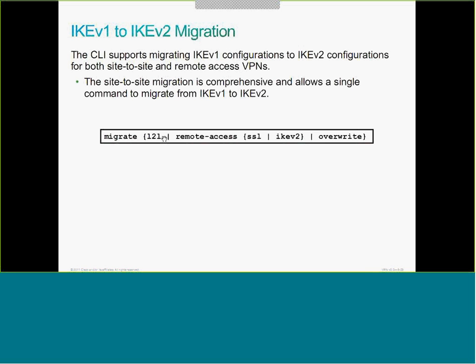So you just type migrate L2L IKE version 2, and the moment you do that, you'll notice your existing LAN to LAN, which was configured for IKE version 1, would be changed over to IKE version 2. So any VPN you may have, site-to-site or remote access. Under remote access you have IPsec as well as SSL, but you can migrate it accordingly. The firewall gives you the capability of doing the migration automatically.